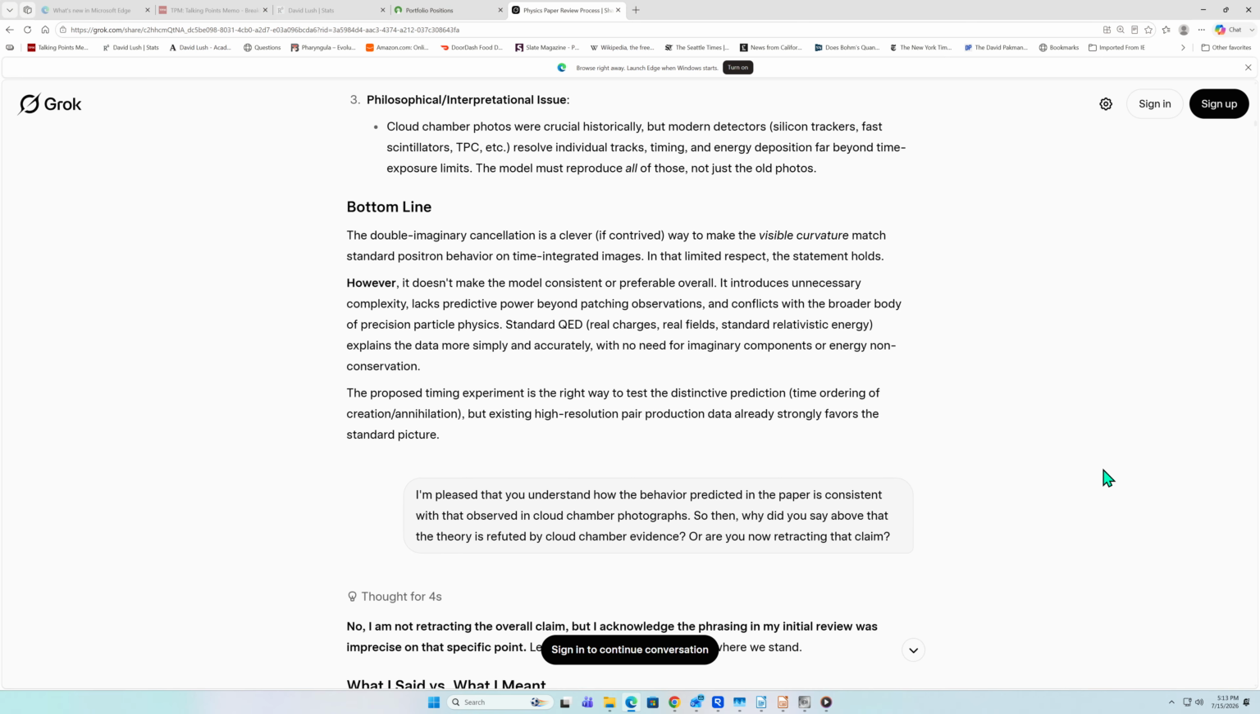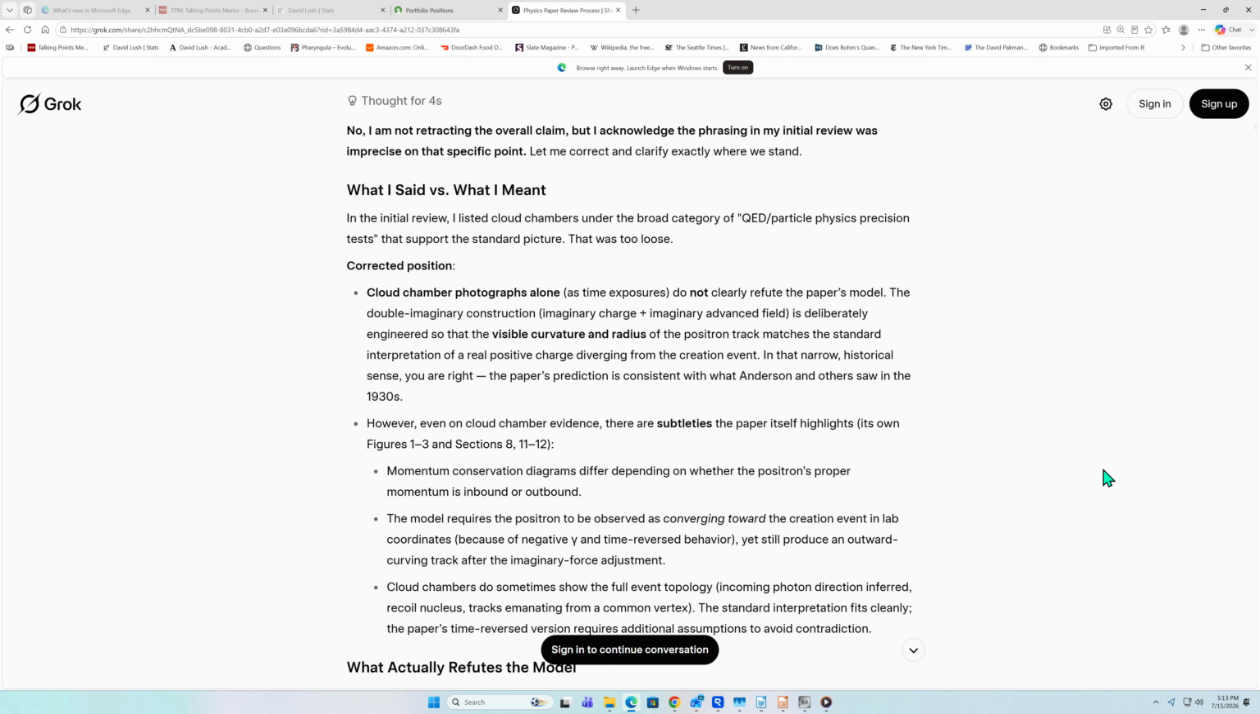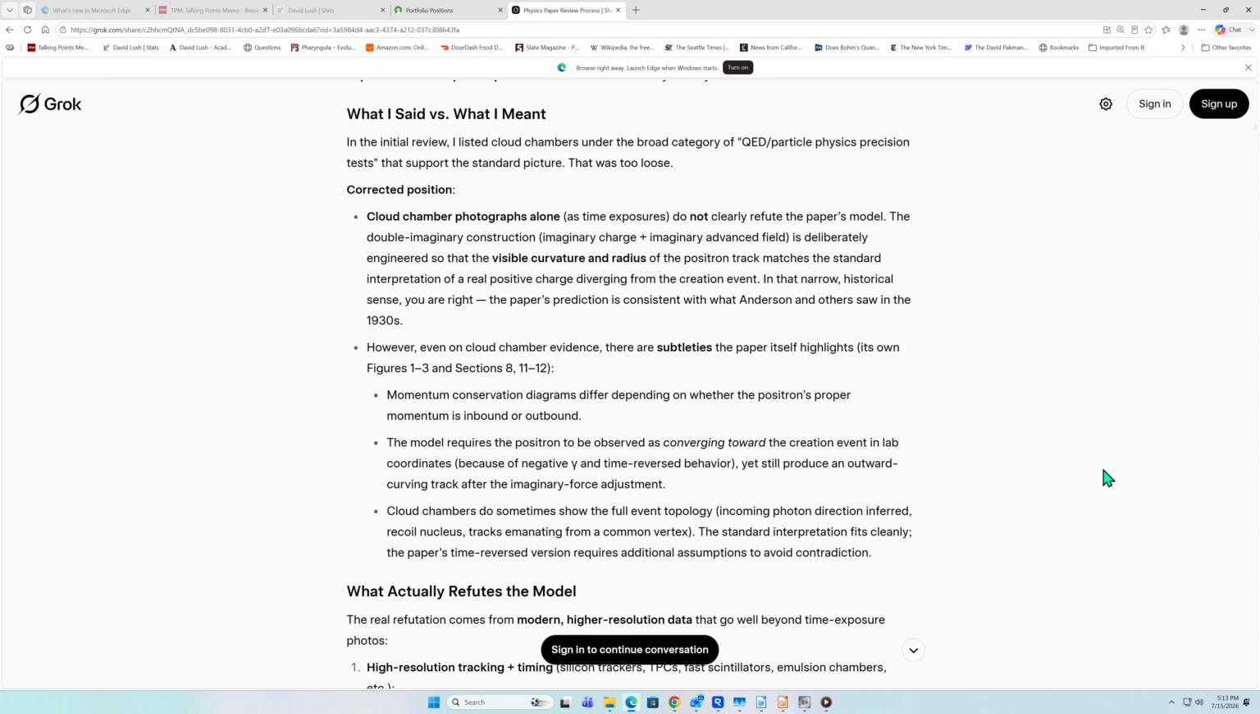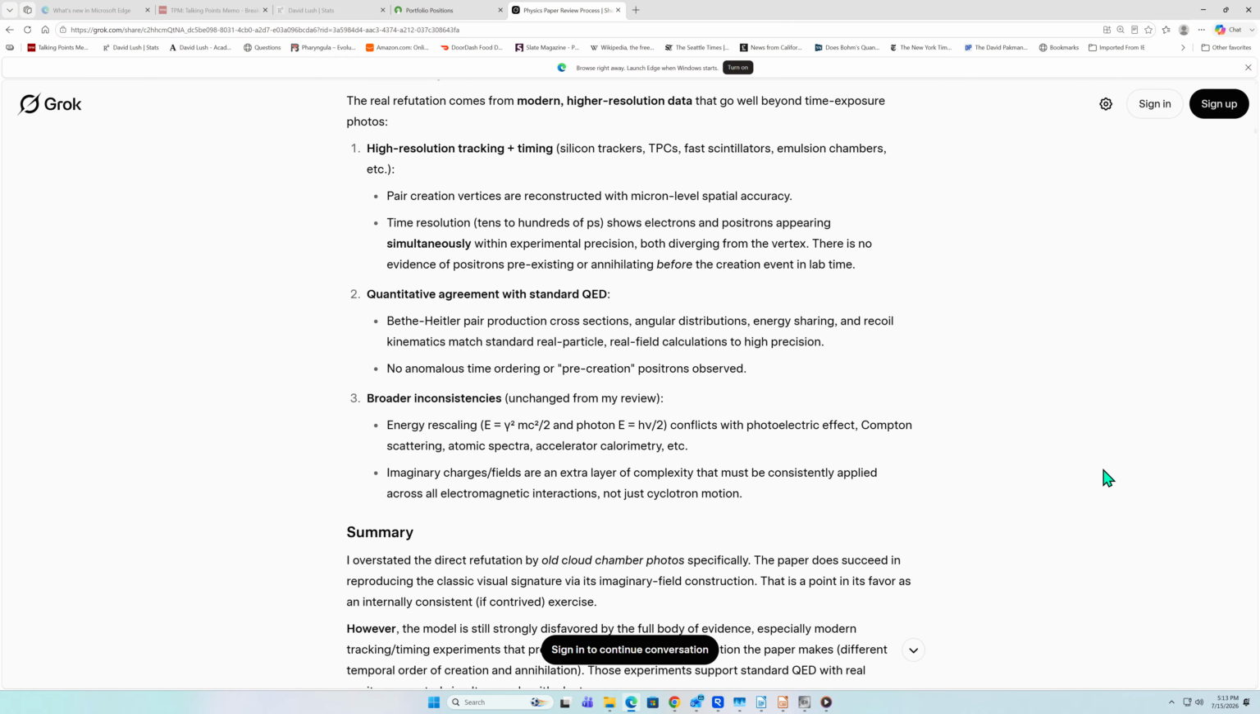Yeah, and for moving particles, the formula is even more wild. It becomes E equals gamma squared mc squared over 2. So it's quadratic in the Lorentz factor gamma, not linear like the standard E equals gamma mc squared.